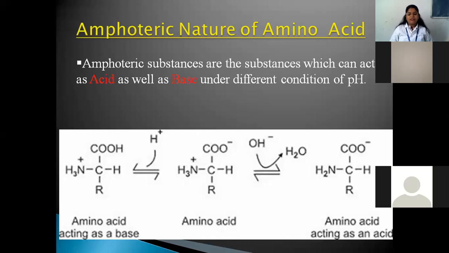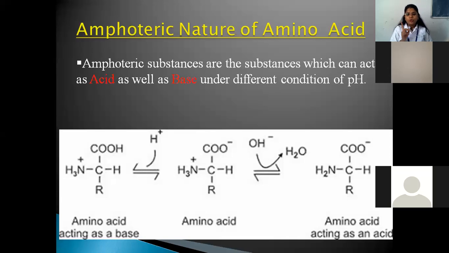See, on the left hand side, it will accept a proton and become positively charged, and in this way the amino acid acts as a base. In 12th we studied that substances which accept a proton are bases, and substances which donate a proton are acids. So this concept will apply here.